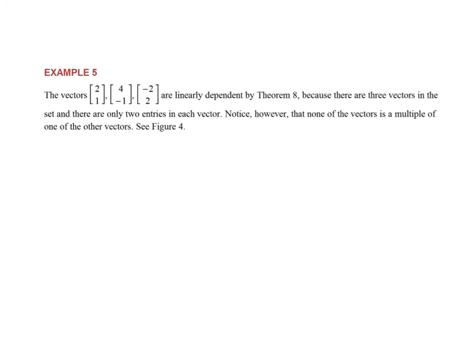Here's an example using Theorem 8 from the last slide. If I have these three vectors, they are linearly dependent by Theorem 8 because there are three vectors in the set, only two entries in each vector. Notice, however, that none of the vectors is a multiple of the other, right? So 2, 1, 4, -1, -2, 2. No one vector is a multiple of the other, but because we have more vectors than entries, they're guaranteed to be linearly dependent, right? Those three vectors in R2 would exist on the same plane, right?